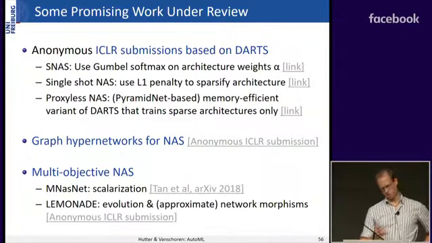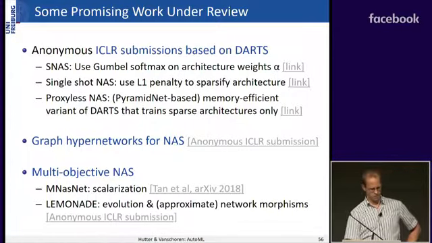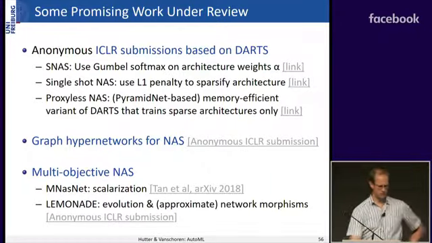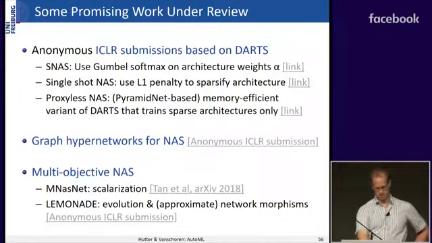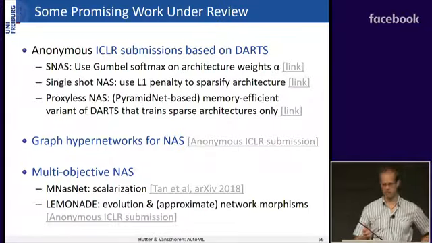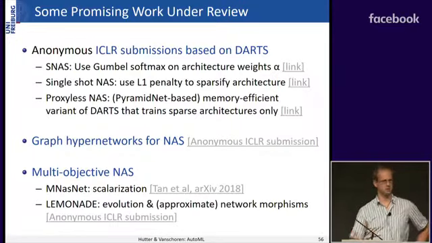There are a lot of different promising works under review. For time reasons, I'll just give you a very brief overview. There are several ICLR submissions that are following up on DARTS. There's also interesting follow-up work on hypernetworks. And there's an interesting line of work on multi-objective optimization and neural architecture search to very explicitly give you neural networks that work well with resource constraints, for example.